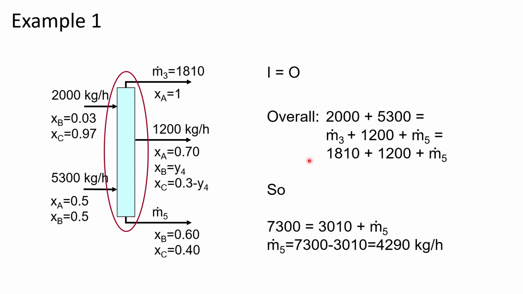So we're going to substitute in for m dot 3 the known value of 1,810 into our overall balance right here. This equation is exactly what was written on the previous slide. We've just added one more equals, and down in the next line written the value for m dot 3 that we now know. This equation becomes one we can solve for m dot 5. And if we do that, we find that m dot 5 is 4,290 kilograms per hour.